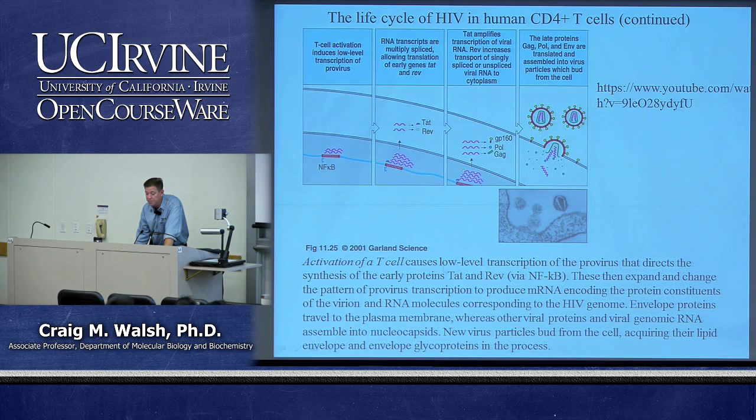But then if the T cell becomes activated, we've talked about this before when we were talking about T cell activation pathways, some of the transcription factors downstream of the T cell receptor, and one of those is NF-kappa B. So if a CD4 T cell somehow becomes activated, the result of that is that you get induction of NF-kappa B activity. And there's a transcriptional binding site for NF-kappa B in this provirus. And so the result is that you start to get these low-level transcripts from this provirus.